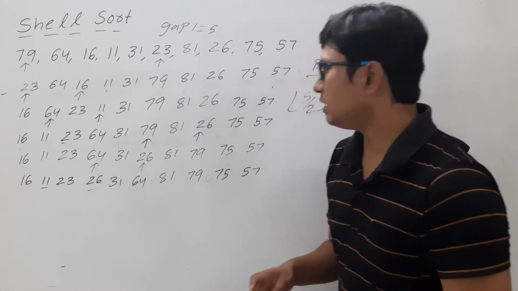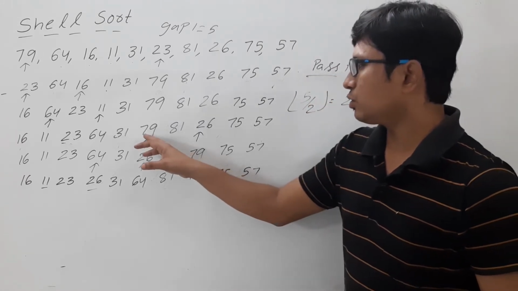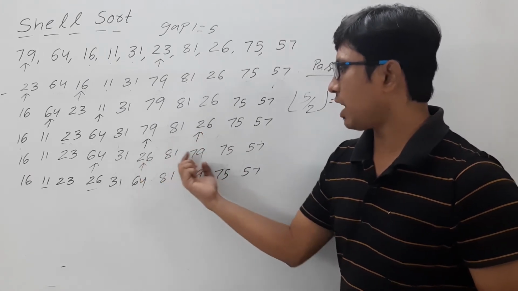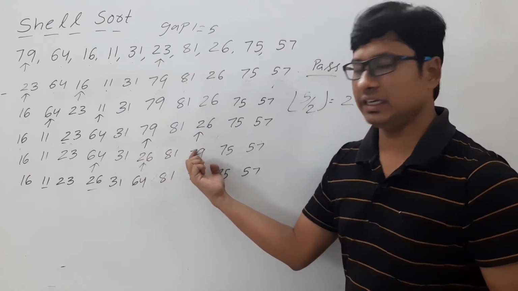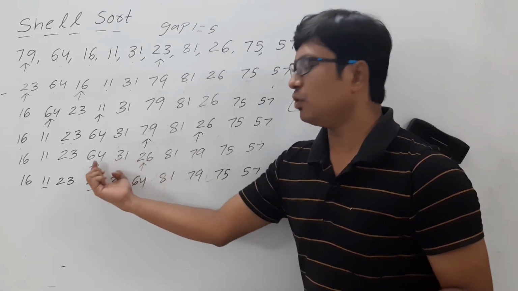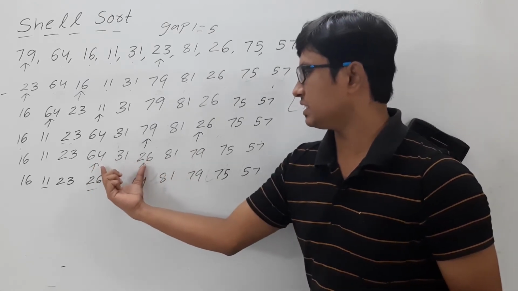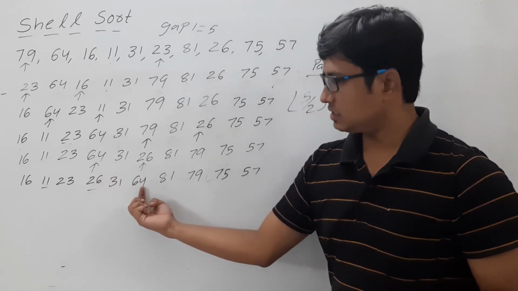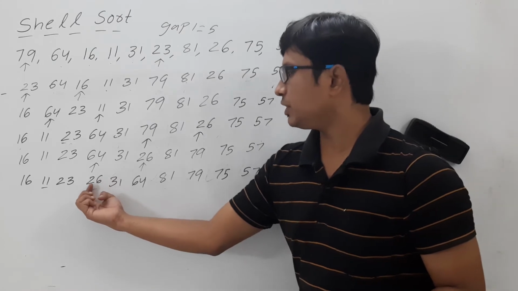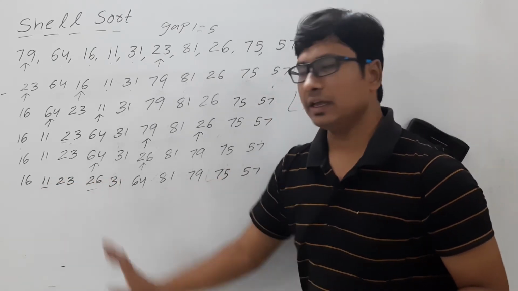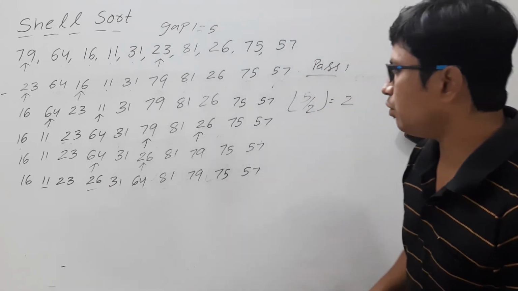So what are the elements we have compared? 79 I have compared with 26 and I have swapped and I got 26 and 79. Now 26 I compared with 64. Again I found that they are not in the appropriate positions. So I have performed the swapping. I got 26 with 64 and again I compared 26 with 11 and they are in the appropriate position. So I have left it as it is. So now what should I do?